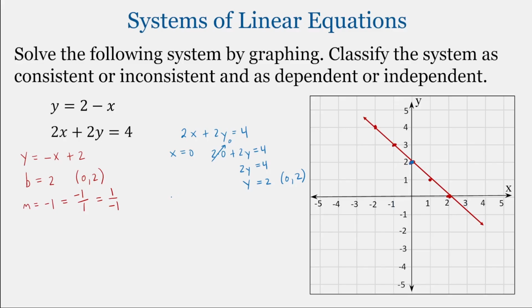Well, now let's find the x-intercept. To find that, we're going to set y equal to 0. So if we set y equal to 0, we get 2x plus 2 times 0 equal to 4. So now we have 2x equal to 4, so x is equal to 2. So we also have the point (2, 0). And that's another point they have in common. So drawing this line, we get the same graph.